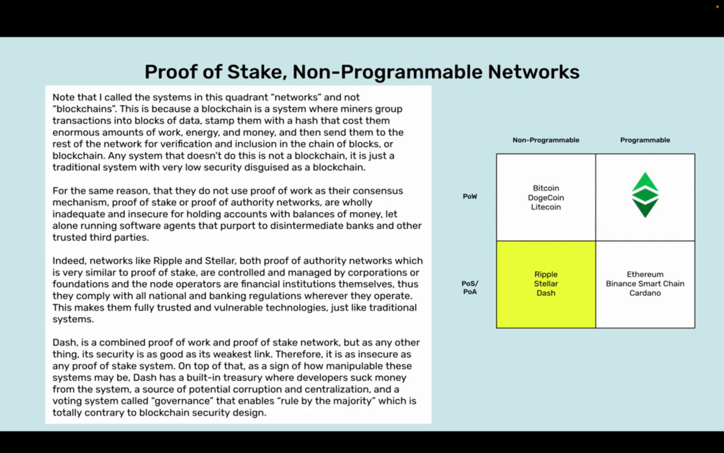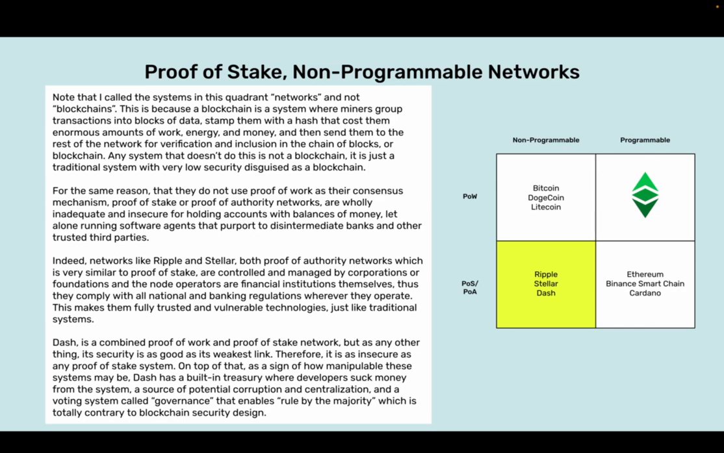Proof of stake non-programmable networks. Note that I call the systems in this quadrant networks and not blockchains. This is because a blockchain is a system where miners group transactions into blocks of data, stamp them in with a hash that costs them enormous amounts of work, energy, and money, and then send them to the rest of the network for verification and inclusion in the chain of blocks or blockchain. Any system that doesn't do this is not a blockchain. It's just a traditional system with very low security disguised as a blockchain.